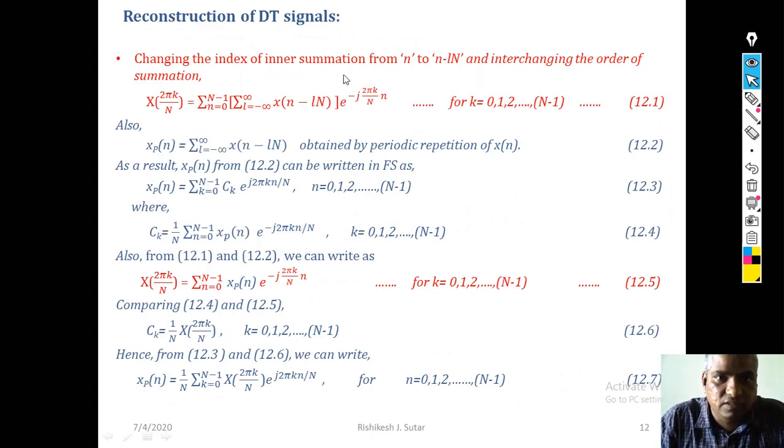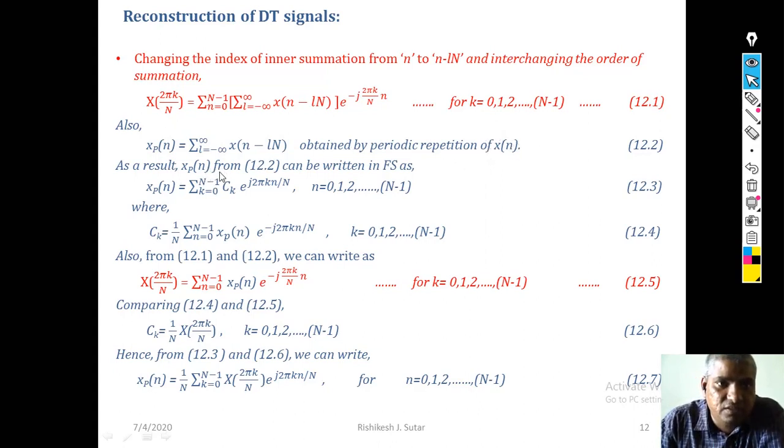I have just written this expression for our quick reference. Also, what I know is that xp of n is equal to summation of x of n minus LN, because x of n is periodic in nature. So x of n minus capital N, x of n minus 2N, x of n minus 3N, everything would be equal to what? xp of n. So I can write xp of n is equal to summation of x of n minus LN, L runs from minus infinity to plus infinity, and it is obtained because of the periodic repetition of x of n.